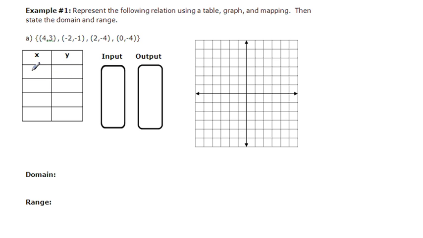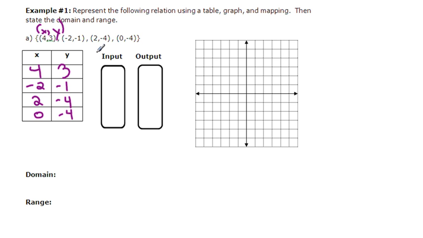So the first ordered pair is 4, 3. Remember, in an ordered pair, it goes x and then y. So my x is 4, my y is 3. The next ordered pair, my x is -2, my y is -1. The next ordered pair, my x is 2, my y is -4. And then the last ordered pair, my x is 0, my y is -4. So that's a table, just listing the ordered pairs in a table.